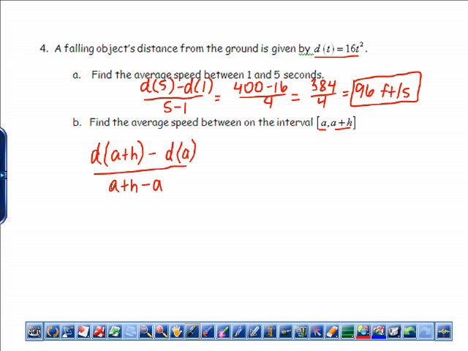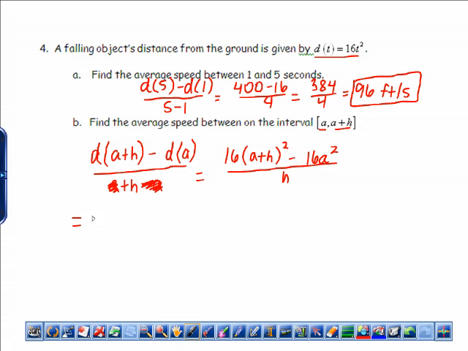Now I want you to notice something here. The a's end up canceling each other out, and we're left with h. Now this should look familiar, like f of a plus h minus f of a over h. This is where we came up with that. It wasn't just something made up. It has everything to do with this, and this is why we practice it so much. Okay? So let's go ahead and plug it in. 16 times a plus h squared minus 16a squared over h.